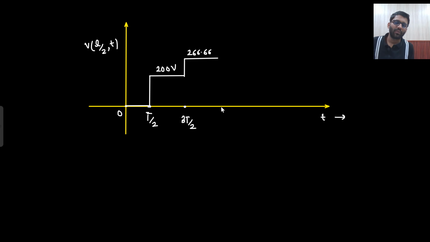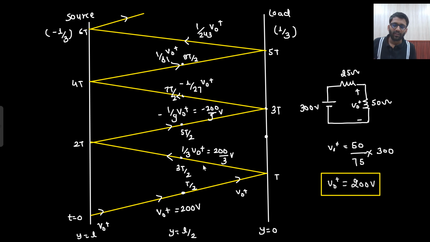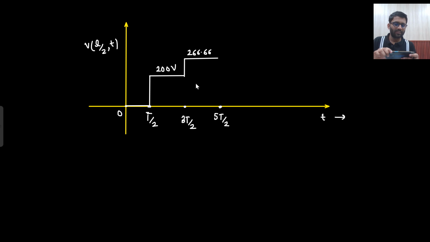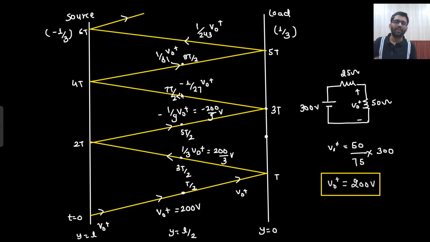Now at 5t by 2 what you are having? At 5t by 2, this much minus 200 by 9. So 266.66 minus 200 by 9, so that is 244.44. So after that you are having 244.44 till 7t by 2. Then after that again at 9t by 2, what all you will be having?